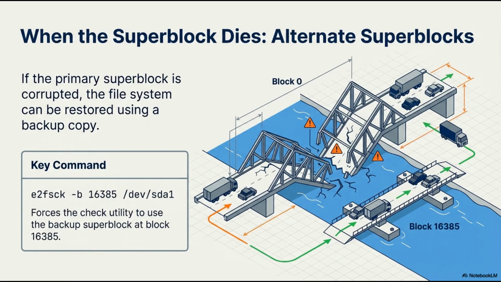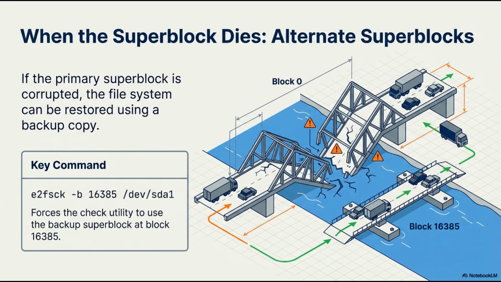But the slide shows a solution. Backup superblocks. The engineers were smart. They knew the superblock was a single point of failure. So when the file system is created, it sprinkles copies of the superblock all over the drive at specific block intervals. So we have spare keys hidden under all the doormats. A whole lot of doormats, yeah.